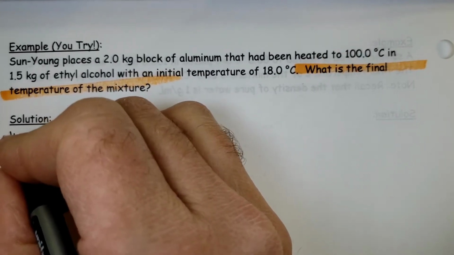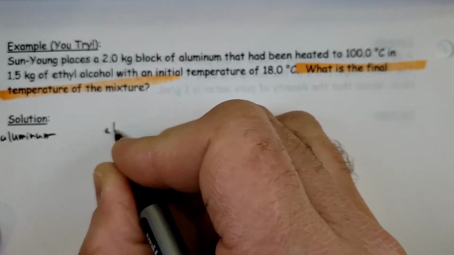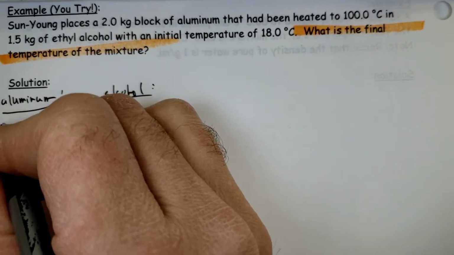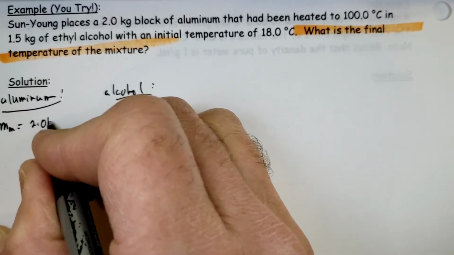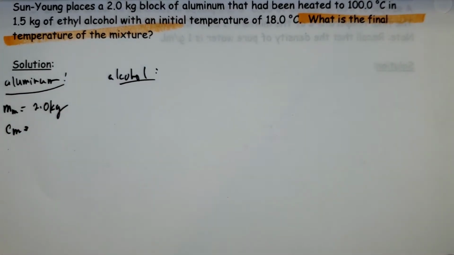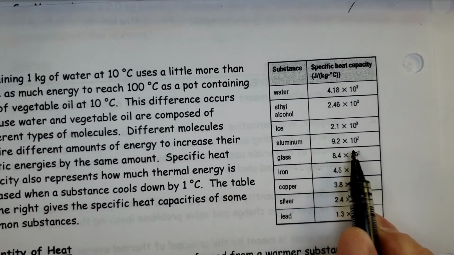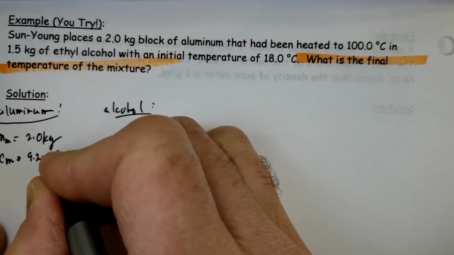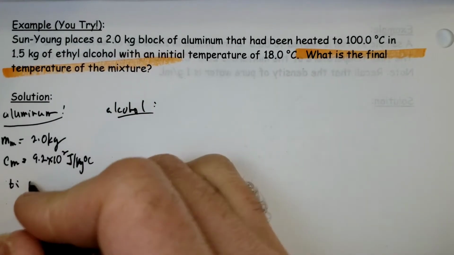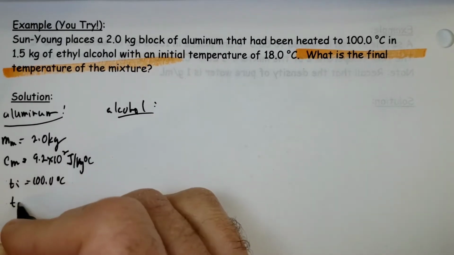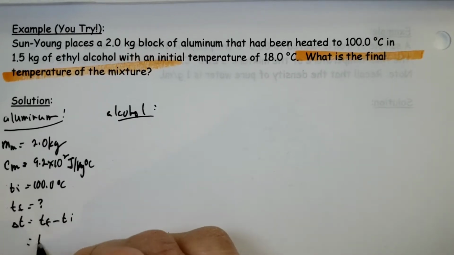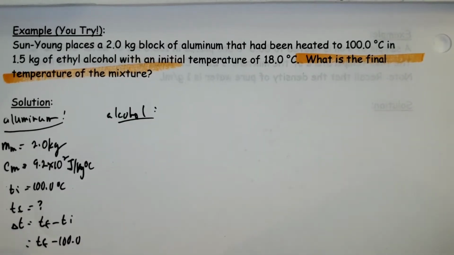So let's see, we have aluminum, then we have alcohol. All right, so aluminum, we'll call it metal again, it doesn't matter. 2 kgs, hey, it's already in kilograms, so we don't have to do an initial calculation. The specific heat value of aluminum, we looked at that in another video, 9.2 times 10 to the 2. And initially it was at 100. Then it's placed in ethyl alcohol, and we don't know what the final temperature is. That is what we are going to be figuring out. So we'll just leave the expression like that.